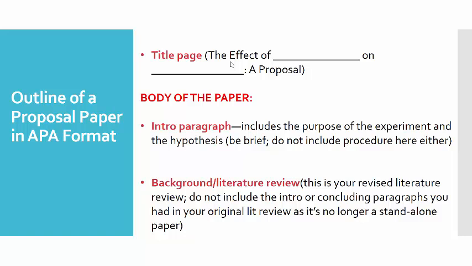Next, you're going to have your literature review. This is also referred to as the background section. They are the same. I like it better when it's titled literature review, but you could title that section background if you wanted to. And this is literally where you are going to insert your revised literature review. You no longer need the introduction or concluding paragraphs that you had in your original lit review because now it's no longer a standalone paper. Now the literature review is part of a bigger paper, the proposal.